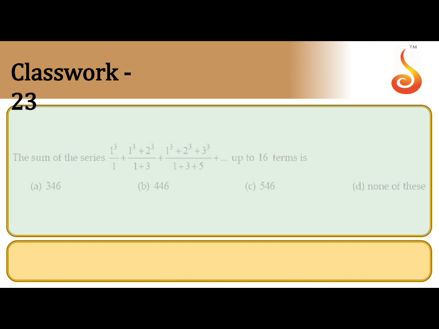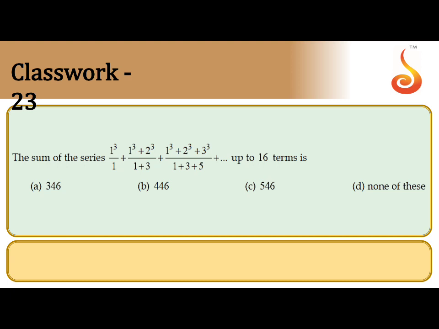So the next one is a little long. Some of the series there are up to 16 terms. The first term is 1 cube by 1. Second term is 1 cube plus 2 cube by 1 plus 3. Then 1 cube plus 2 cube plus 3 cube by 1 plus 3 plus 5, like this given.